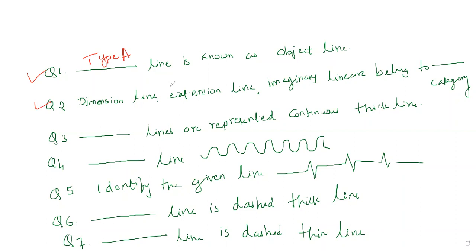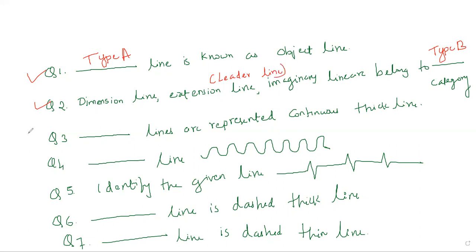Usually dimension line, which is for dimensioning purposes, then extension line for construction, then imaginary lines: these belong to which category? Actually, dimension line, extension line, and imaginary lines all belong to the type B category. Type B category, do understand this. This may be asked directly. Even leader line, you can mention leader line also. This will be asked directly in the examination.